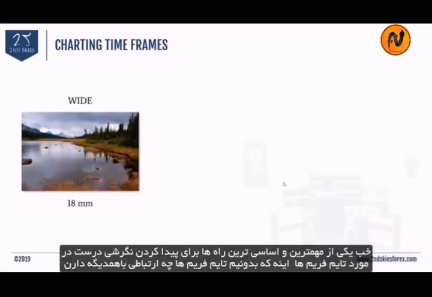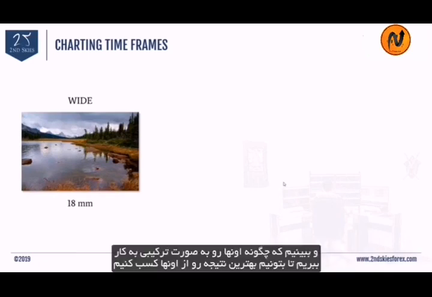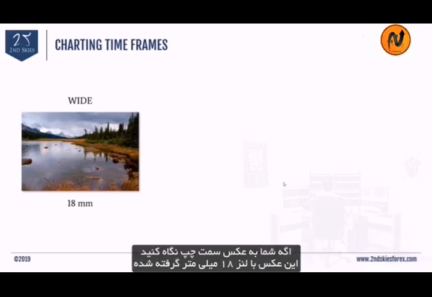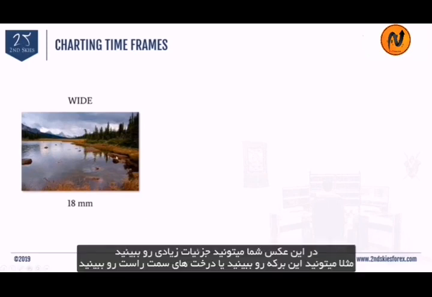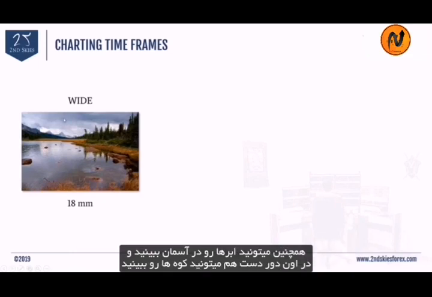So one of the most important and fundamental ways to look at timeframes and to really fully understand them is to understand their relationship towards each other and when to apply which time frame and how to use them effectively. So if you look at this picture to the left, which is taken with an 18mm wide lens on the camera, you can see a lot of detail, right? You can see the lake, you can see trees on the right, you can see the clouds in the sky, and far back in the background you can see a mountain range.